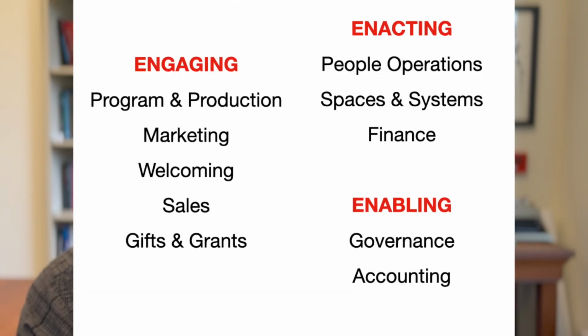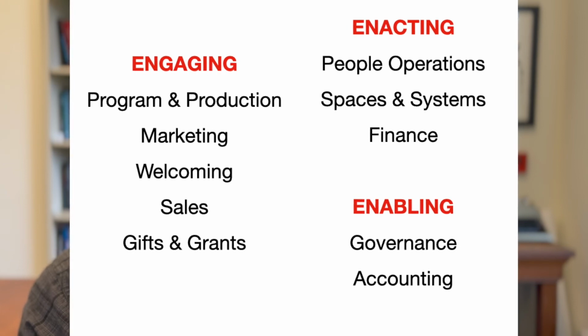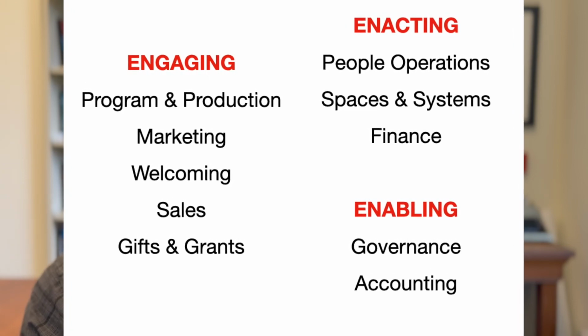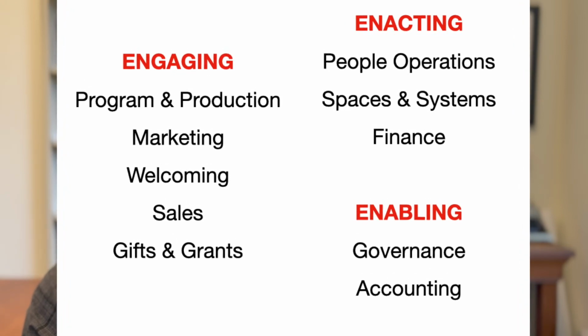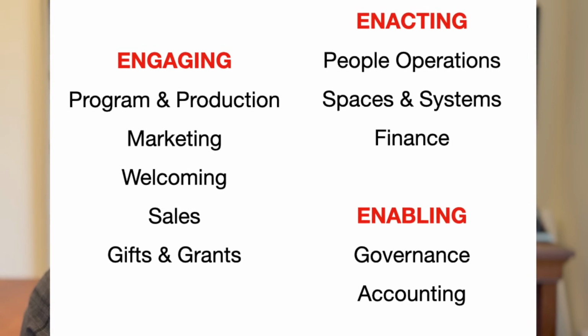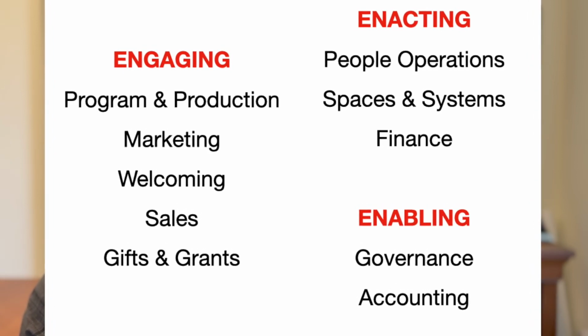So we'll talk about what I guess we'll call threads later, but these are functions. These are actions that you would take as an arts and cultural manager, as an arts administrator. And again, there's 10 of them. There's program production, marketing, welcoming, sales, gifts and grants, people operations, spaces and systems, finance, governance, and accounting.